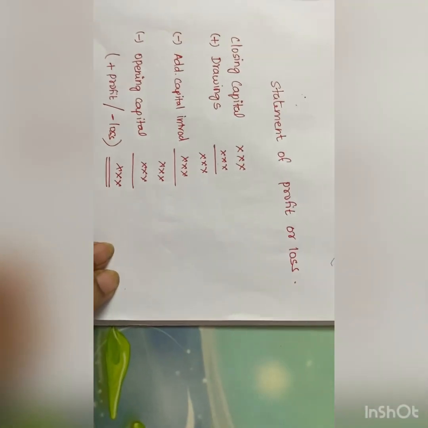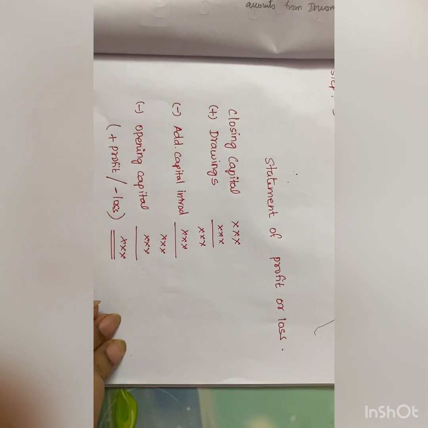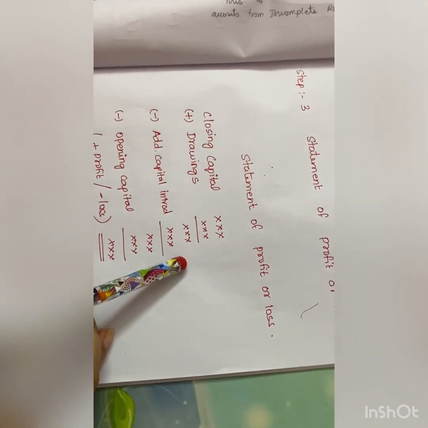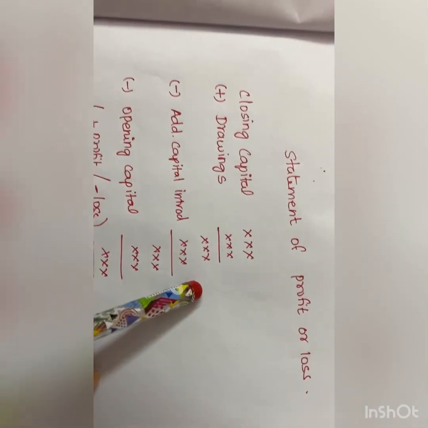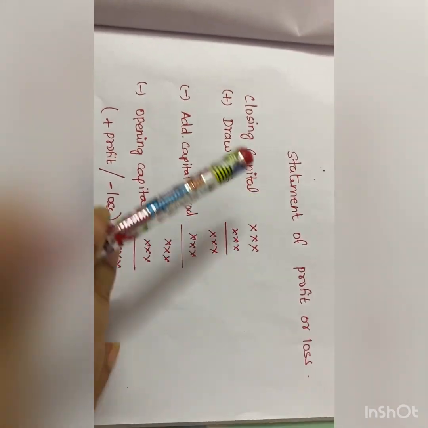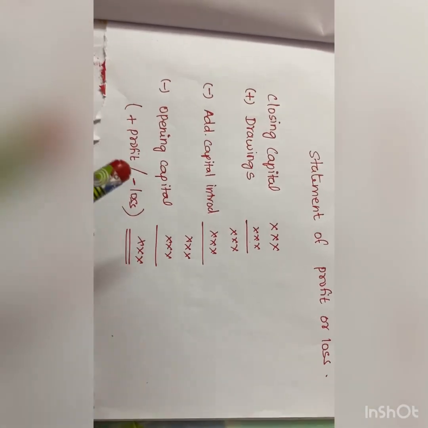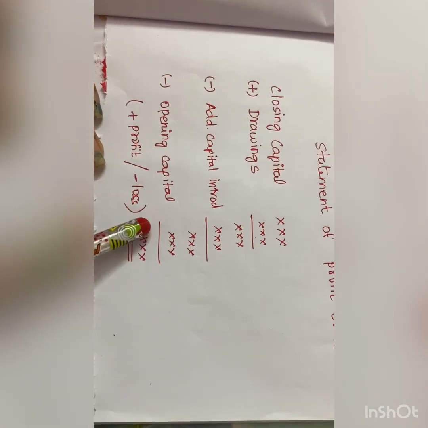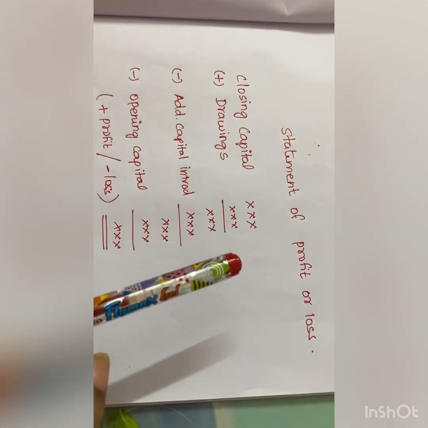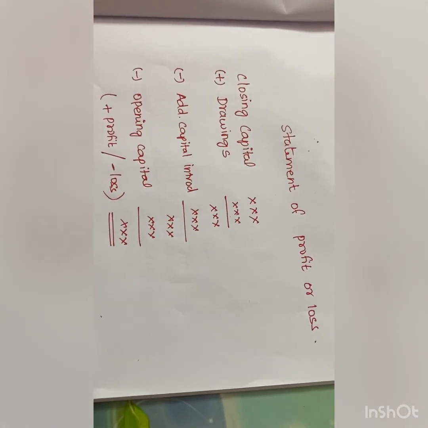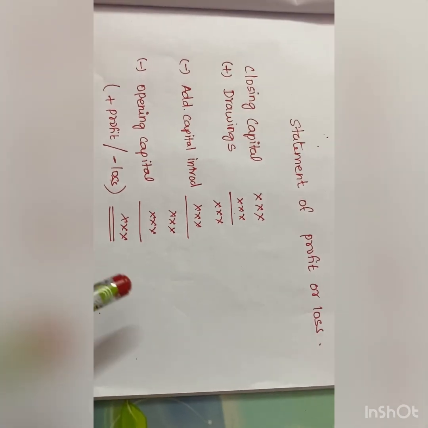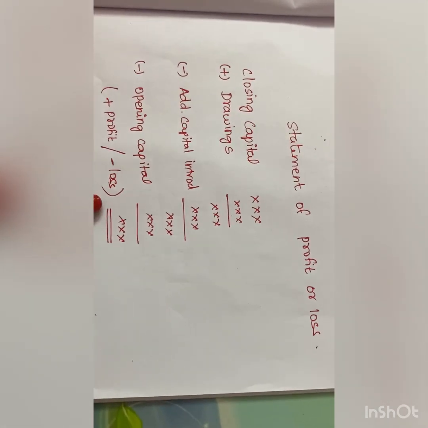Statement of profit or loss. This is the format for the statement of profit or loss. As I explained, you should be clear with only 5 things: closing capital, drawings, additional capital introduced, and opening capital. And children, accountancy is like copying from the question paper. If you know the format, all the information will be given in the question paper, and we are just going to copy the amounts from the question paper.